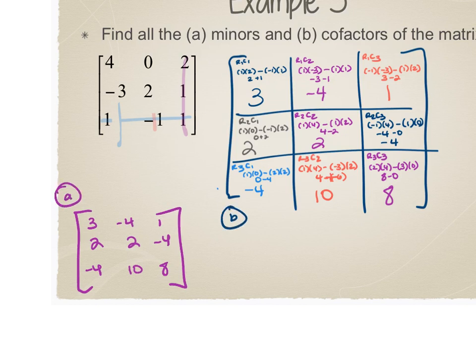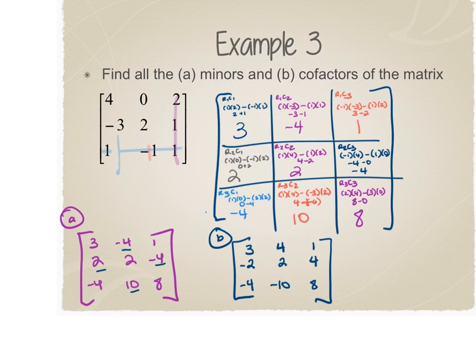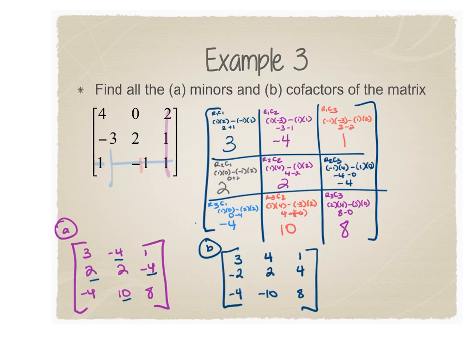The cofactors, remember we changed just the north, south, east, west location. So 3 stays as 3. That -4 is in one of those 4 spots, so we're going to make it +4. Keep the 1 as 1. That +2 is in the spot I need to change, so it becomes -2. 2 stays, -4 becomes +4. -4 stays, 10 becomes -10, and +8 stays. And there's the minors and the cofactors of this matrix.